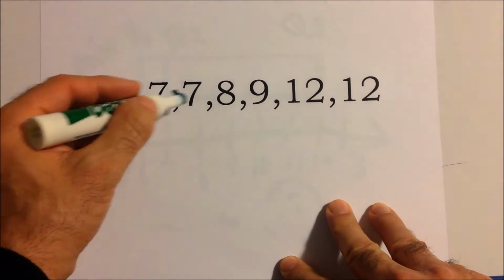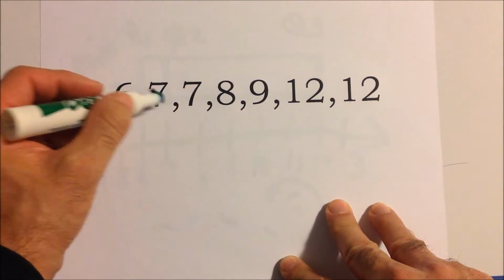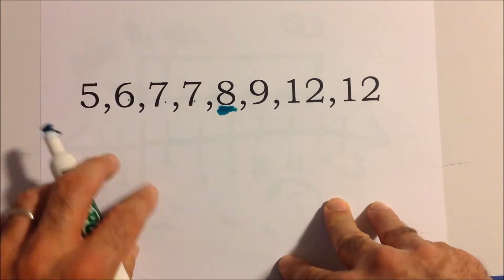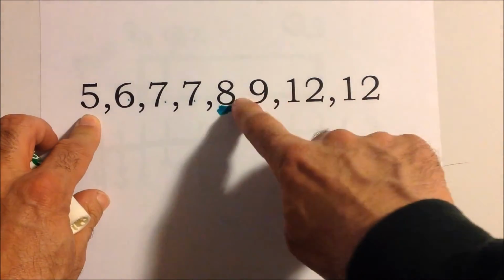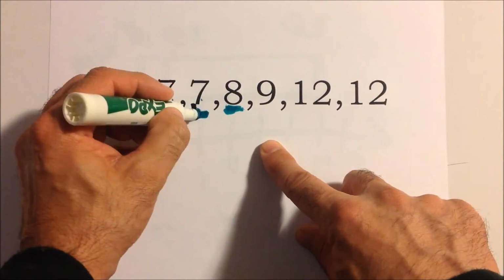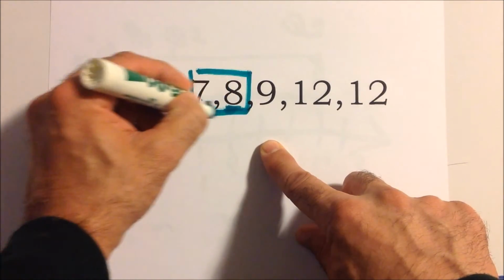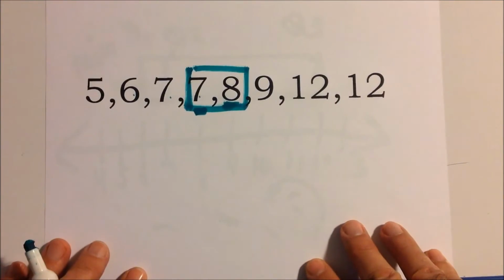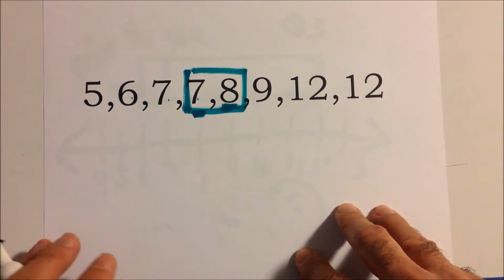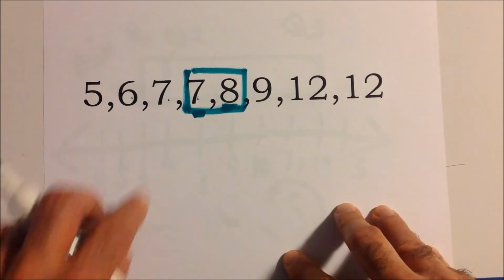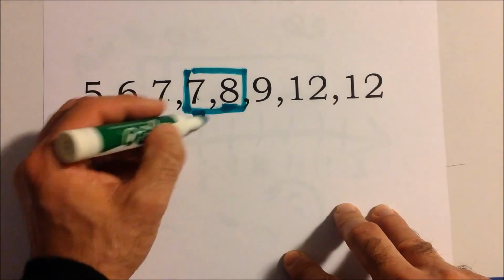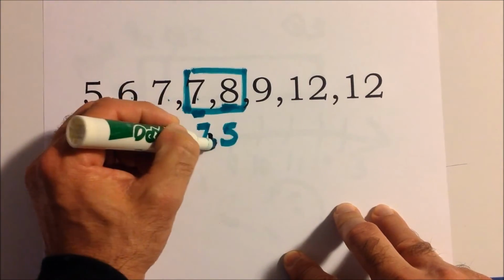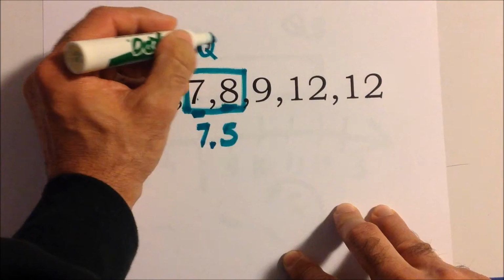So let's look. We have 1, 2, 3, 4, 5. We have two numbers in the middle. We have 7 and 8 in the middle. And if we have 7 and 8 in the middle, we have to add those two numbers and divide by 2, and we'll get 7.5. So 7.5 is Q2.